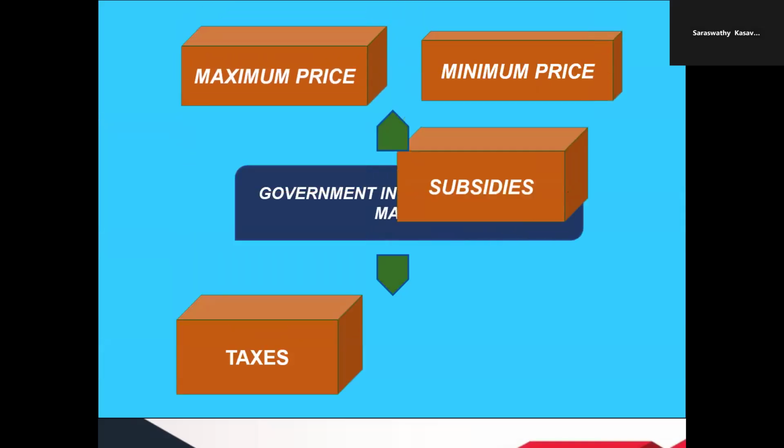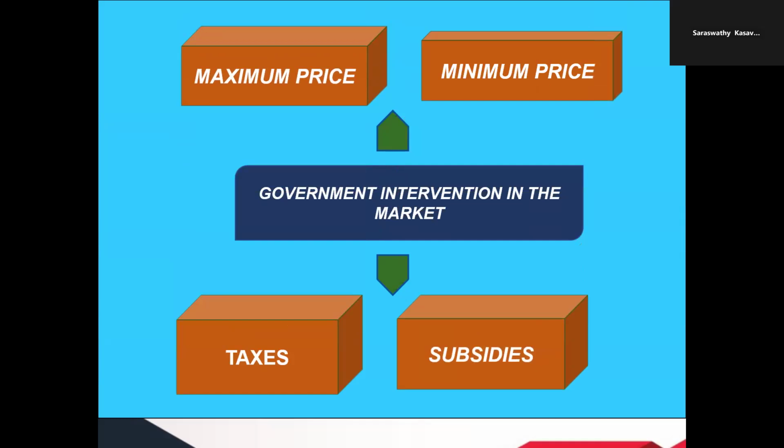Okay, government intervention in the market. We have government intervention, which can be imposed in four types. The first one is a maximum price. The second one is a minimum price, then tax, and subsidies.